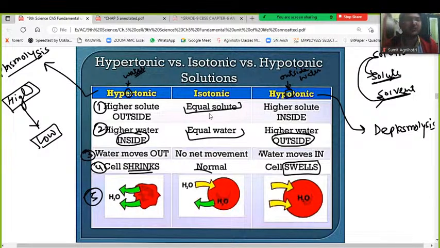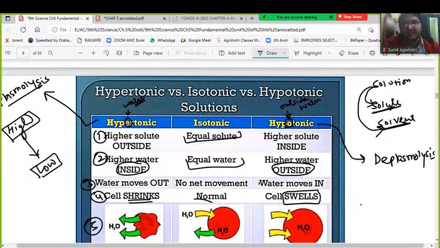If inside there is more water, water moves from inside to outside, and that is why the cell will shrink if you put it in a hypertonic solution. If you put a cell in a hypotonic solution, as the water is more outside, the water moves from outside to inside, that is why the cell will swell. Here the cell shrinks. When I say water is more inside, that means water will be less outside, and solute will be more outside. There are two things here, water, that is the solvent, and solute.